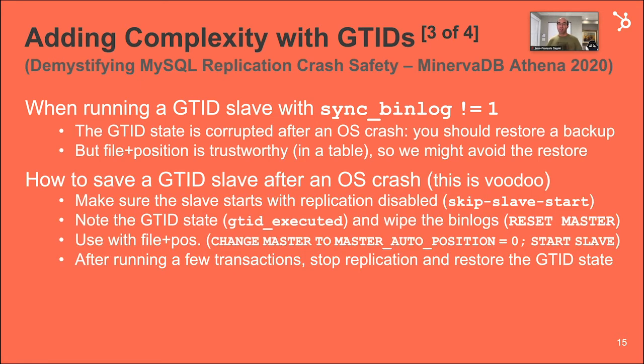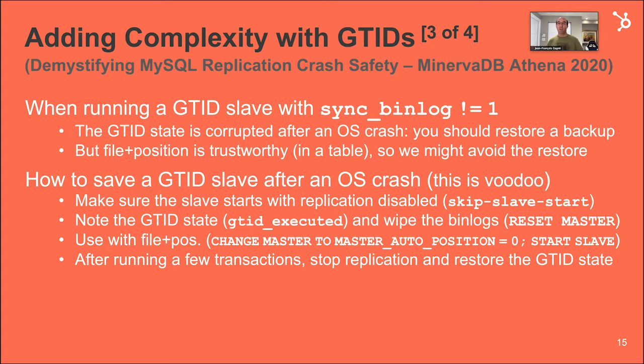And this is what I call the voodoo method for saving a GTID slave after an operating system crash when you have low durability. So it's a trick of my invention, I made it myself. So understand it really well before you use it.